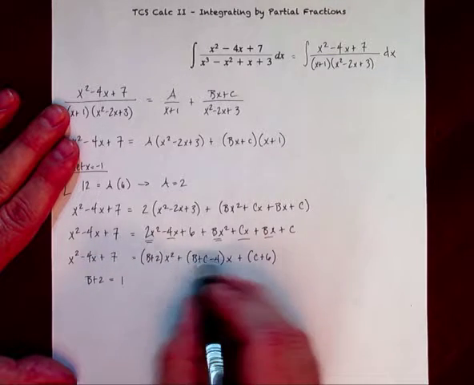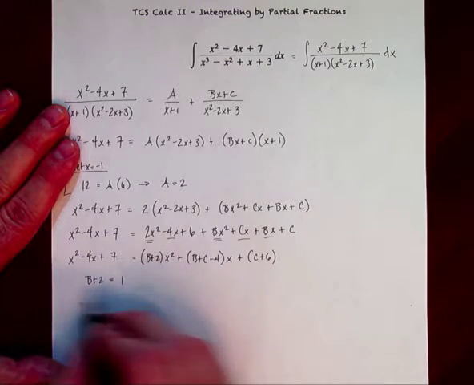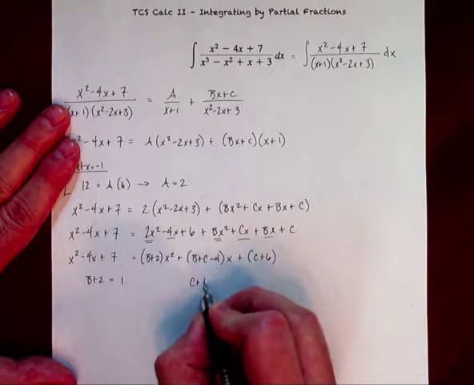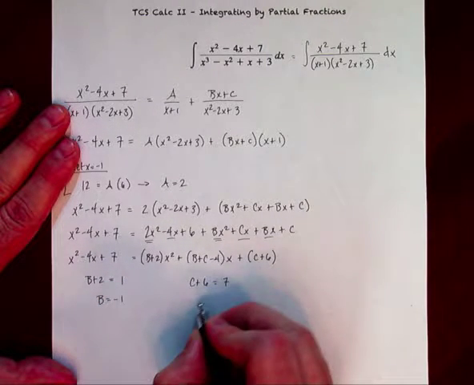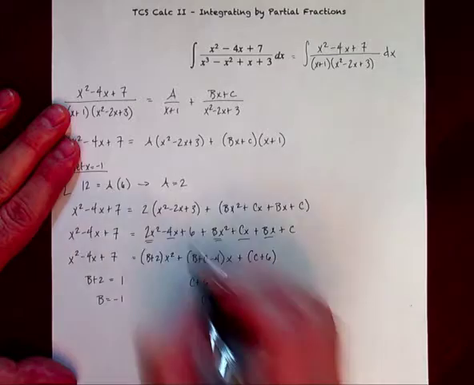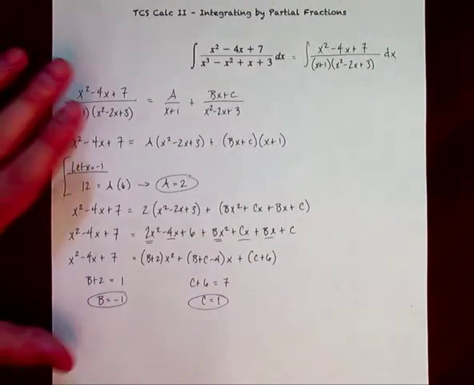I could set the middle one equal to -4, but since this one is going to be in terms of one variable, and the constant is going to be in terms of one variable, this is just going to be B is equal to -1 and C is equal to 1. 1, 2, 3 values, yay.